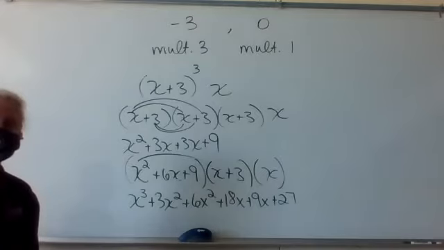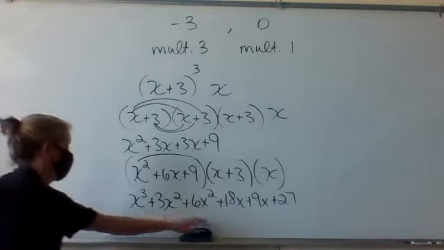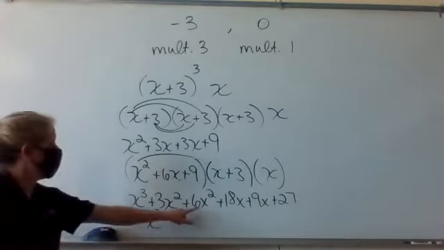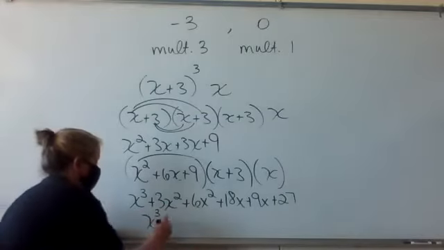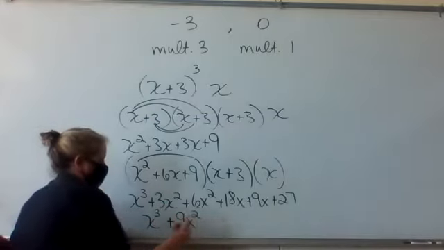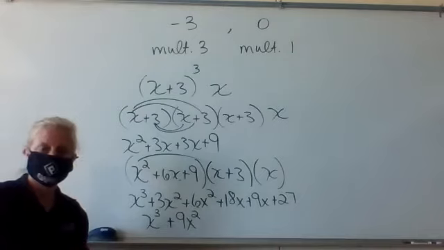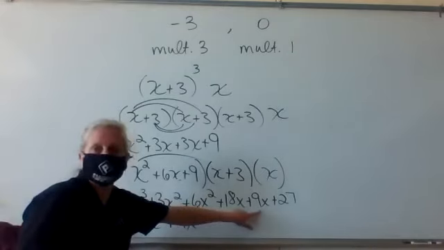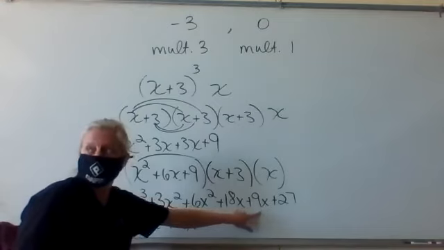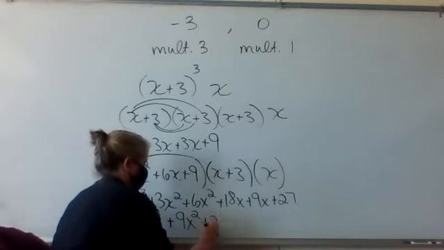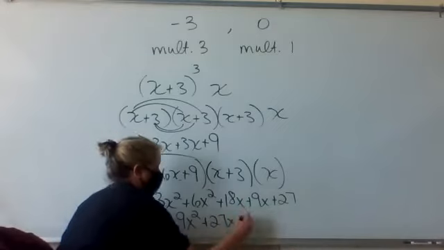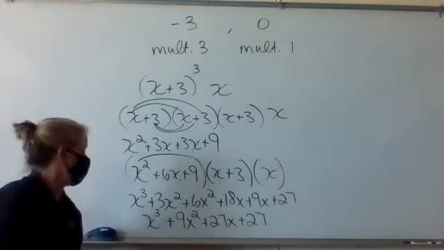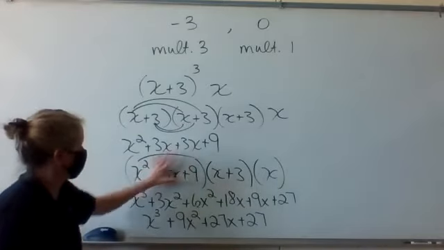Clean it up. There's my only x to the third. Put your squareds together. I've got 3 here and 6 here, so I really have 9x squared. Put your x's together. I've got 18 here and 9 here, so I've really got 27 x's. Bring down the plus 27. So I've done all of this part.